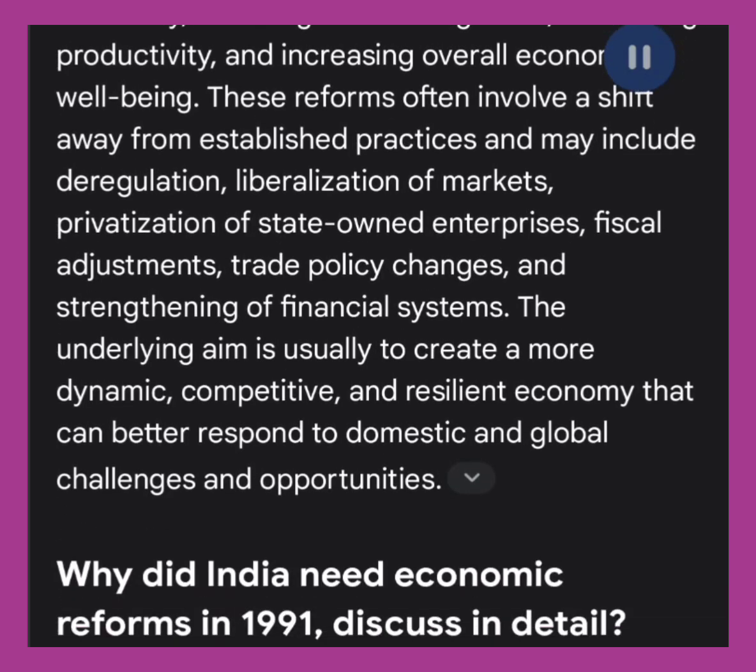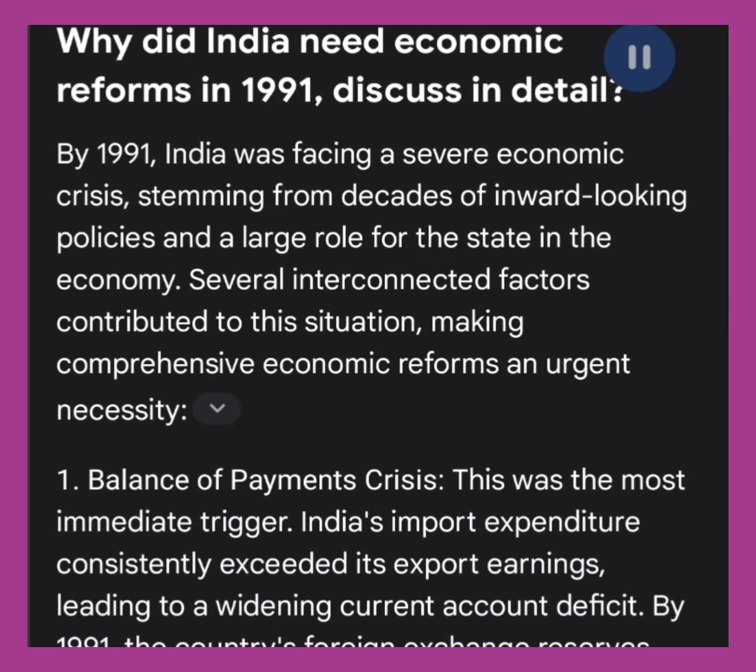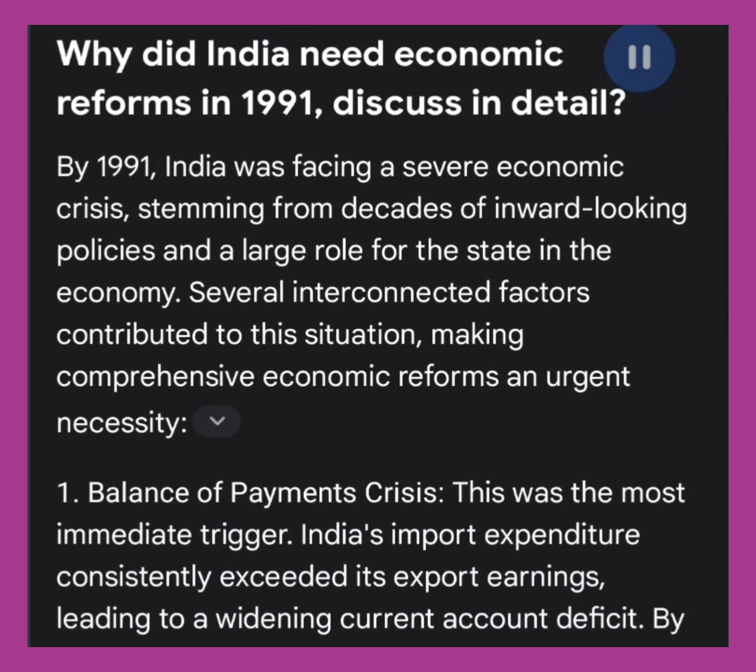Why did India need economic reforms in 1991? Discuss in detail. By 1991, India was facing a severe economic crisis, stemming from decades of inward-looking policies and a large role for the state in the economy. Several interconnected factors contributed to this situation, making comprehensive economic reforms an urgent necessity.